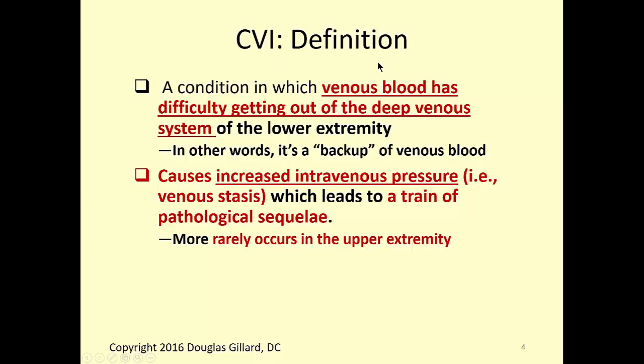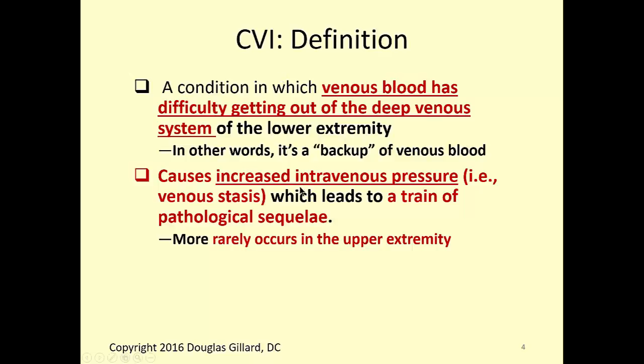So what the heck is it? It's defined as a condition in which venous blood has difficulty getting out of the deep system back into the lower extremities. In other words, the venous blood backs up into the lower extremities. It can happen in the upper extremities too, but pretty rare. It's mostly a lower extremity problem. And so what? Who cares about it?